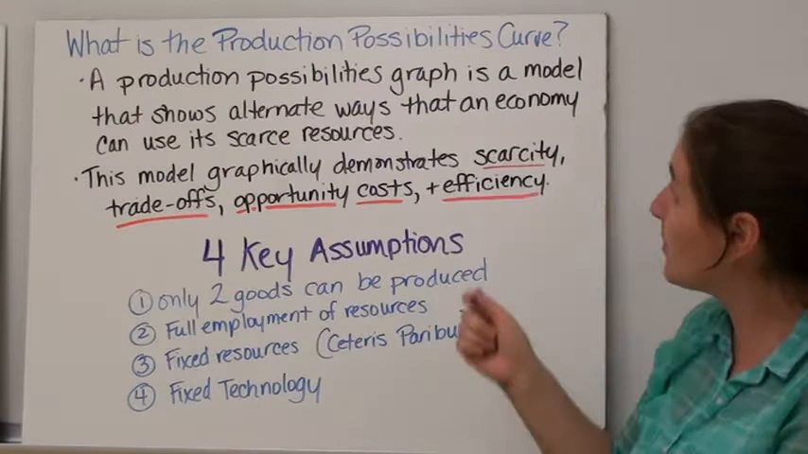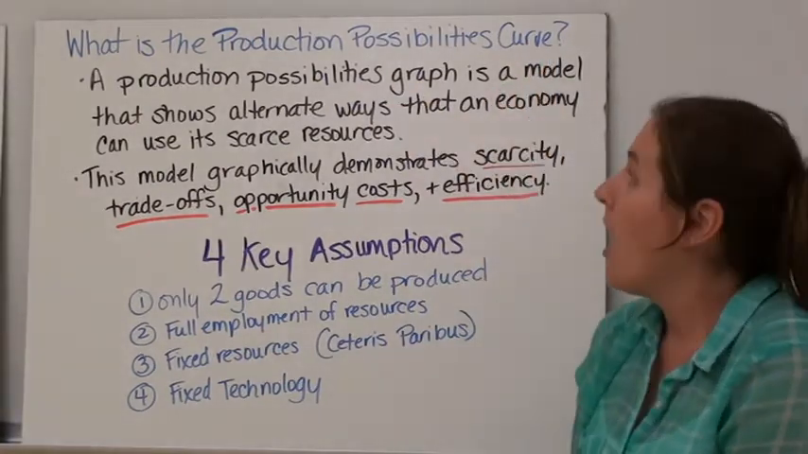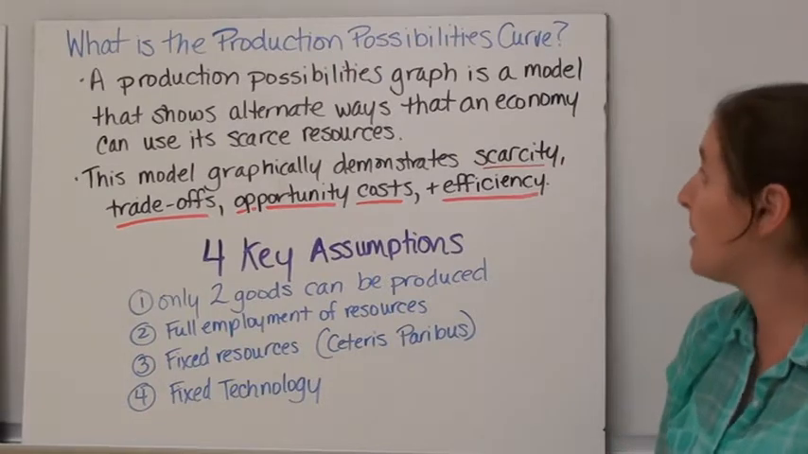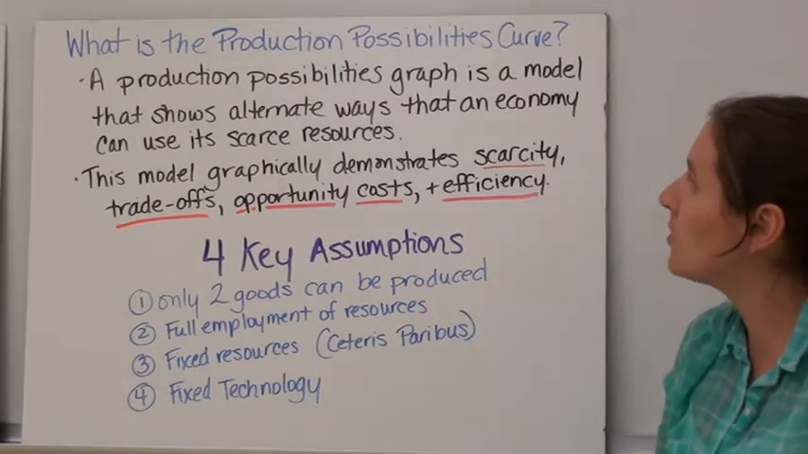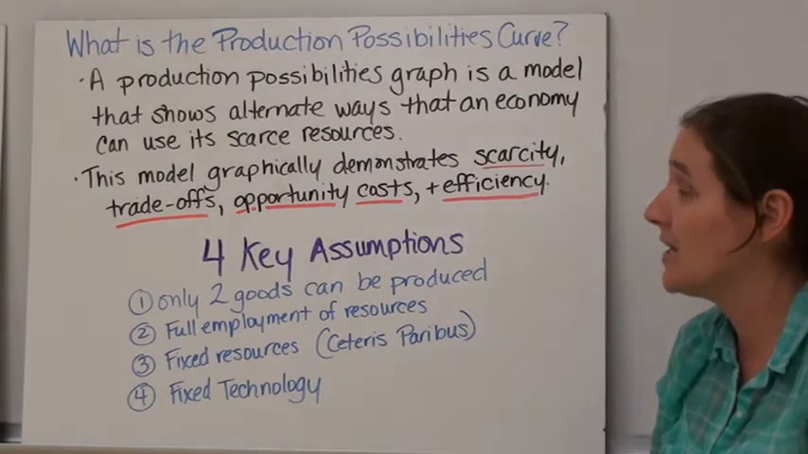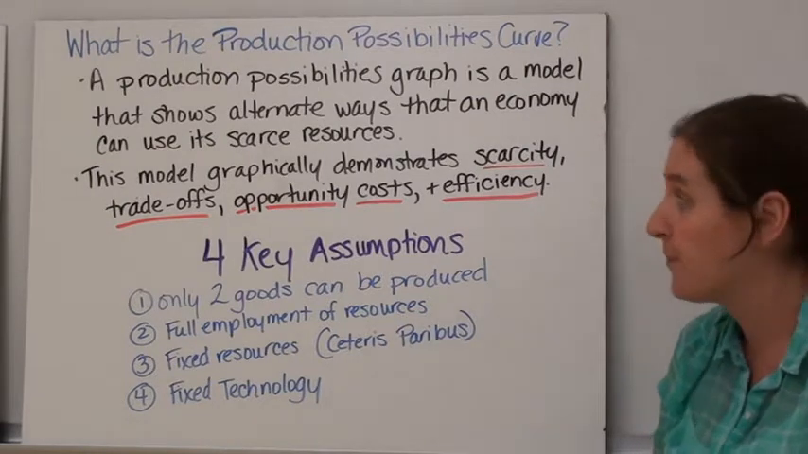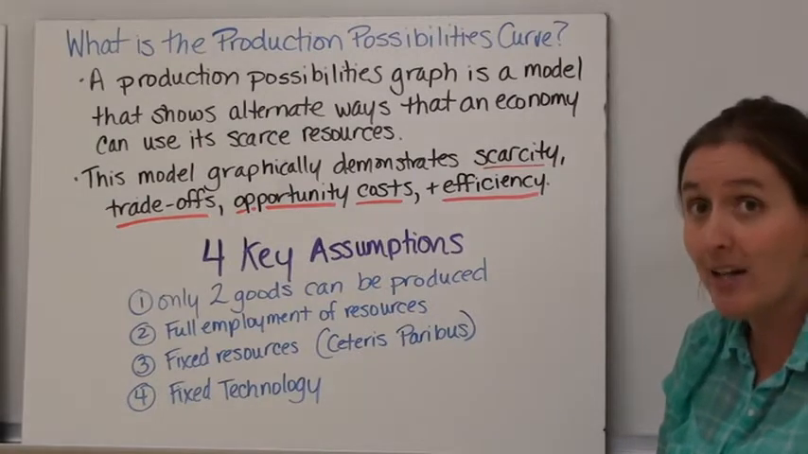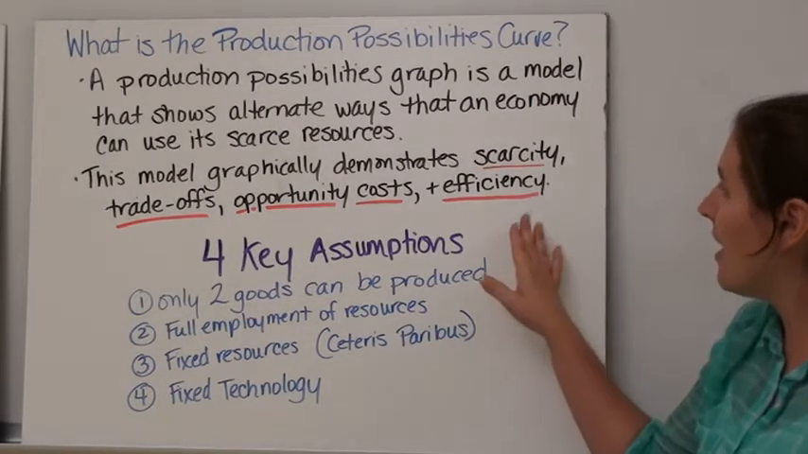So first, what is the production possibilities curve? A production possibilities graph or curve or frontier, they're all the same thing, is a model that shows alternate ways that an economy can use its scarce resources. This model graphically demonstrates scarcity, trade-offs, opportunity costs, and efficiency.